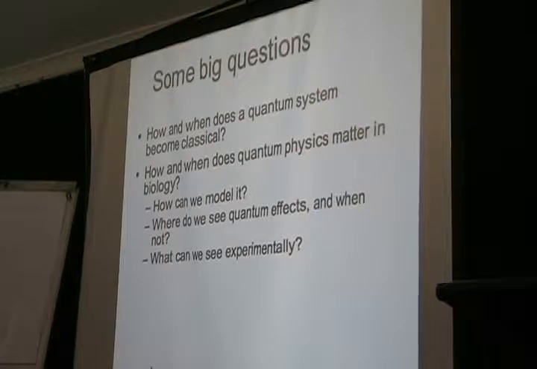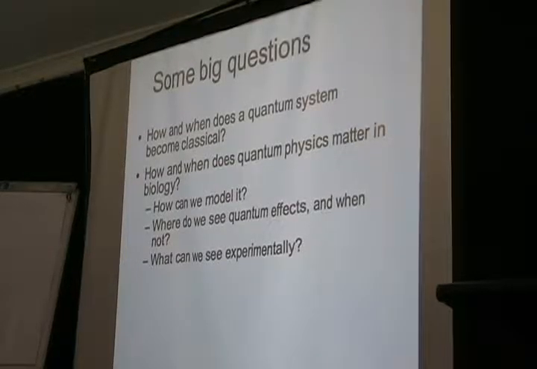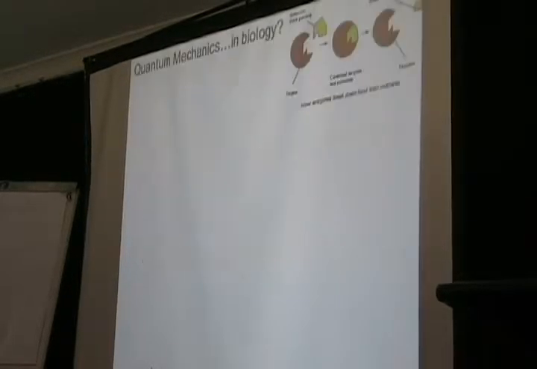So, some of the big questions that we're looking at, particularly as physicists, are how and when does a quantum system become classical? So that diagram Ross talked about before, by this sort of dividing line between the quantum and classical world. And then particularly in this context, how and when does quantum physics matter in biology? So how can we model it when it does? Where do we see quantum effects and where do we not? And why not? And what can we see experimentally? And what can we match up to the theory?